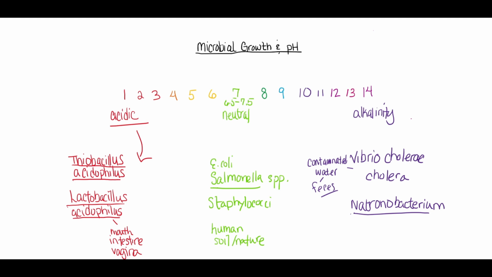Next, we have a pH of 7, or ranging from 6.5 to 7.5, which is neutral. We have E. coli, the Salmonella species, and Staphylococci. And you would find these bacteria in humans and in soil in nature.